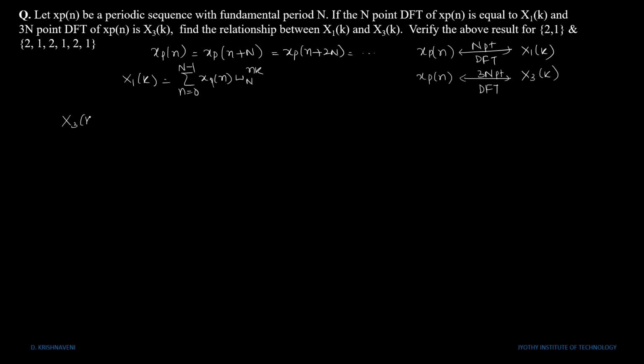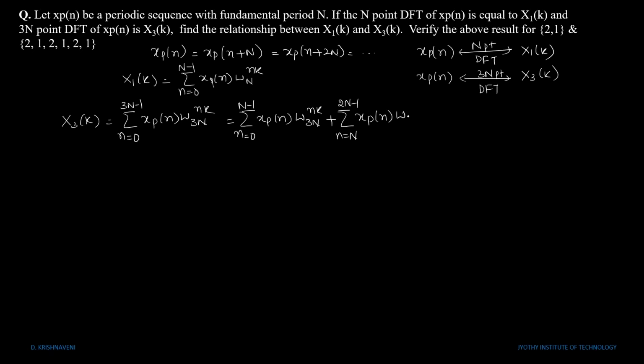That means X3 of k is equal to summation n is equal to 0 to 3N minus 1, since it is the 3N-point DFT, xp of n W 3N to the power of nk. So this we have to now use to find the relation between X3 of k and X1 of k. So this summation n is equal to 0 to 3N minus 1, we will split it so that each summation contains N points. So we write 0 to N minus 1 xp of n W 3N to the power of nk, next, summation n is equal to N to 2N minus 1 xp of n W 3N to the power of nk, plus summation 2N to 3N minus 1 xp of n W 3N to the power of nk.